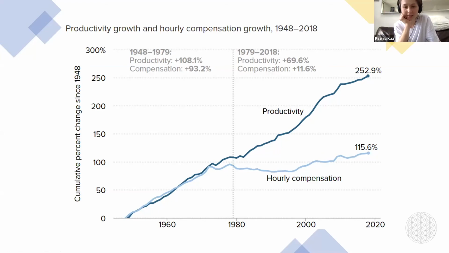It makes sense. So what happened in 1980? The gold, what happened? Why did the productivity and hourly compensation start to go in completely different directions?